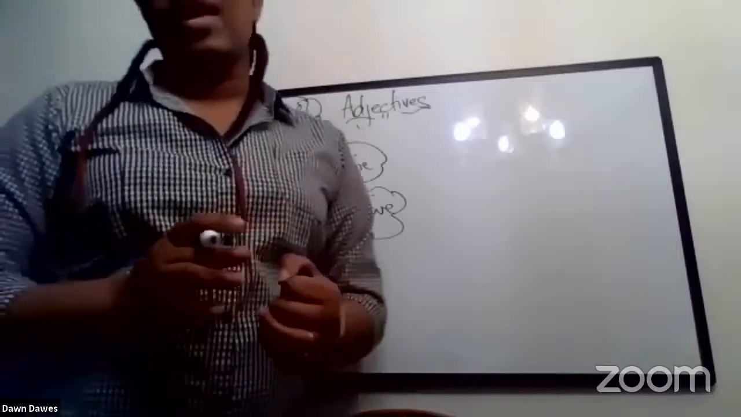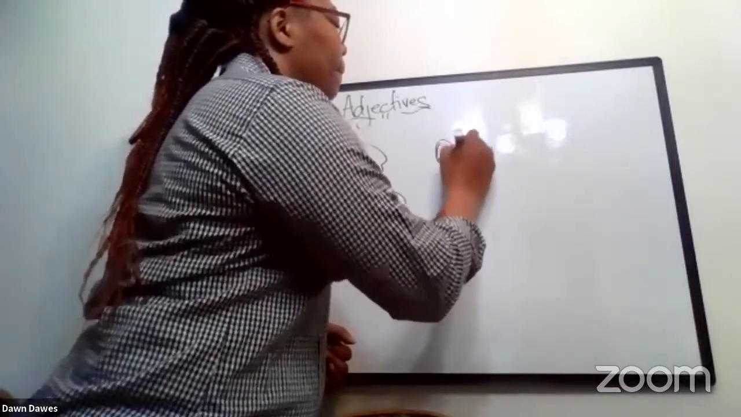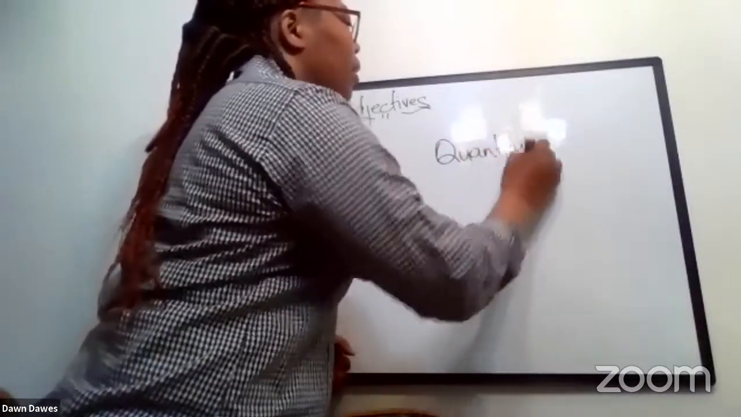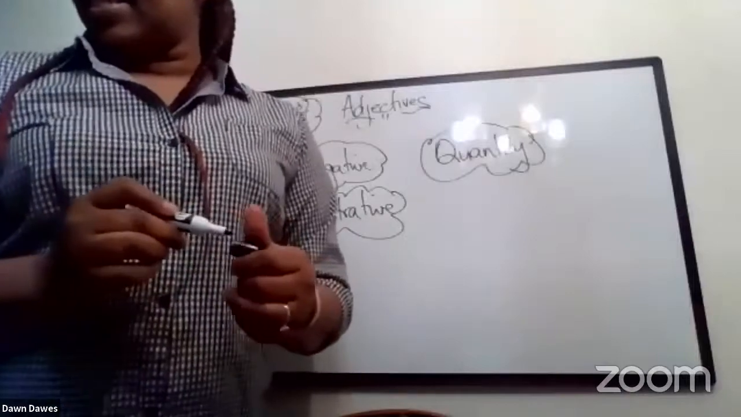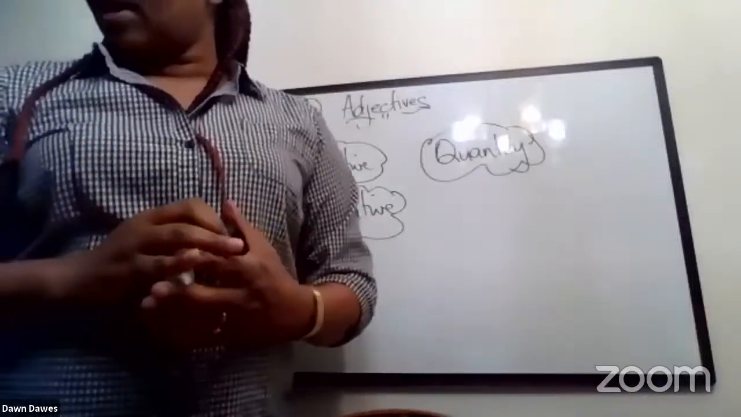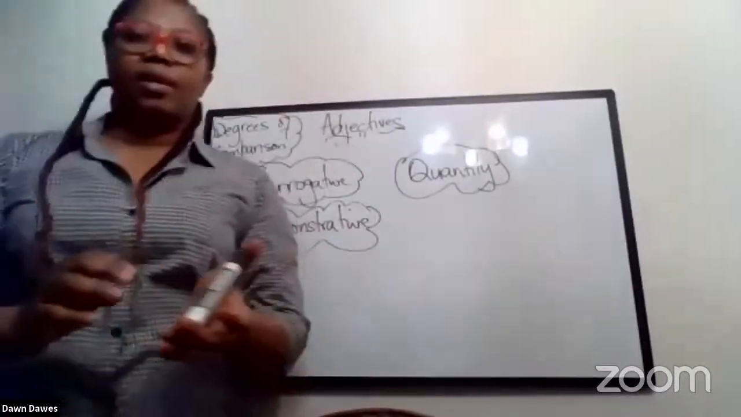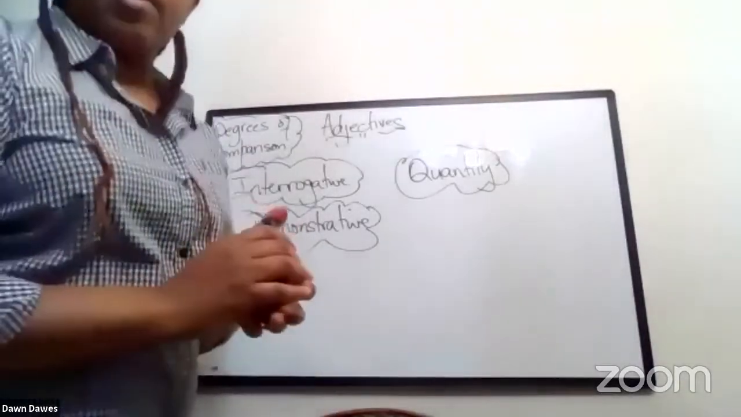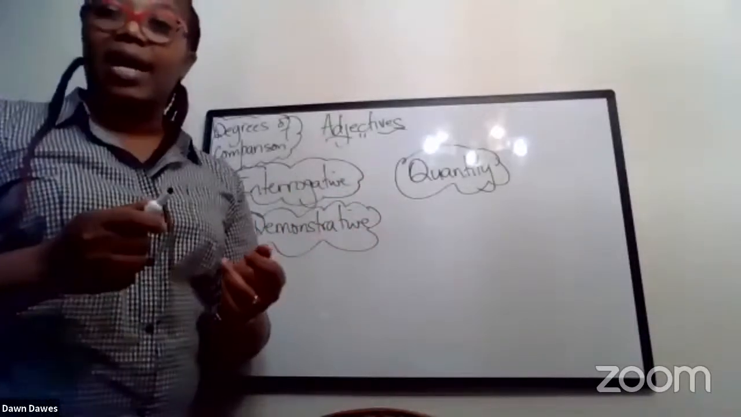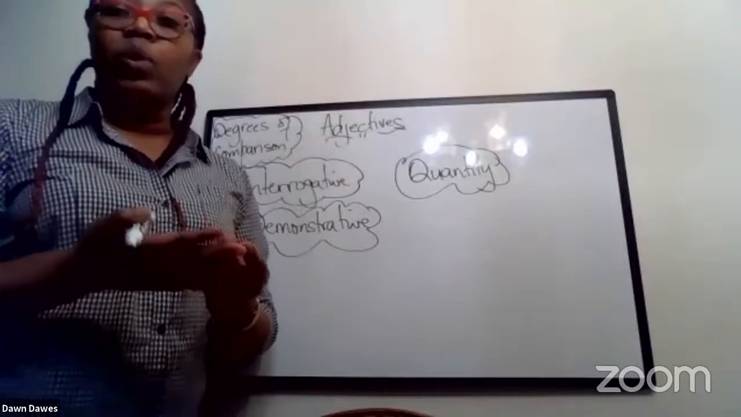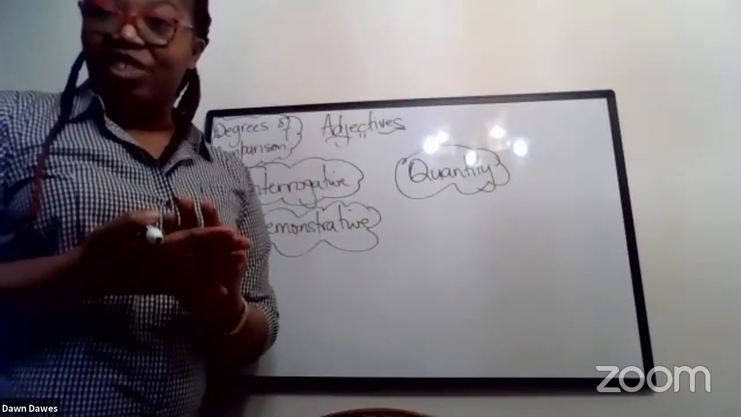All right, let's look at adjectives. By the way, are we aware that numbers are adjectives? So we have quantity. We have a little, we have a few, we have a lot. Also, do you know that colors are adjectives?